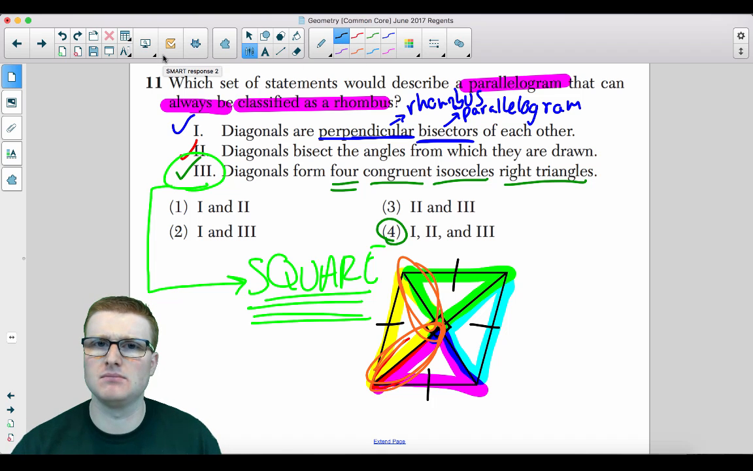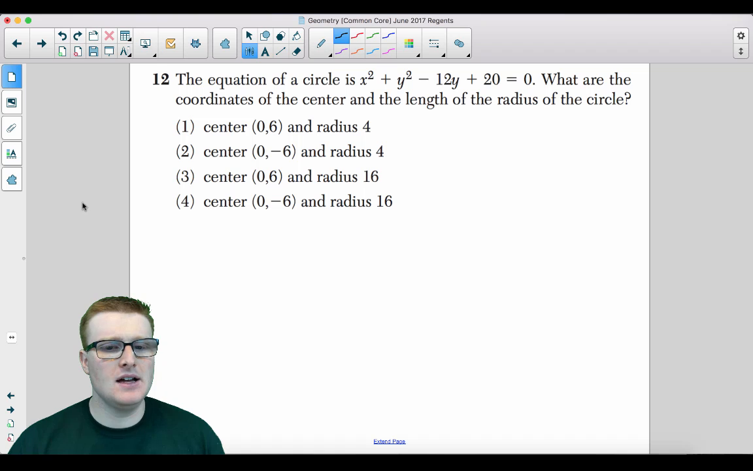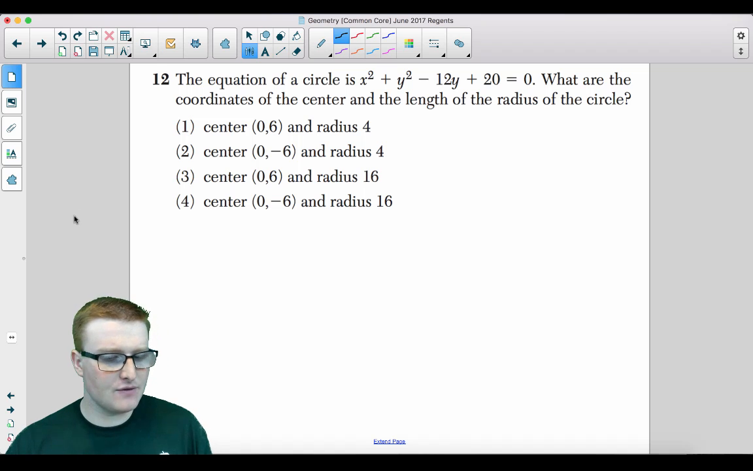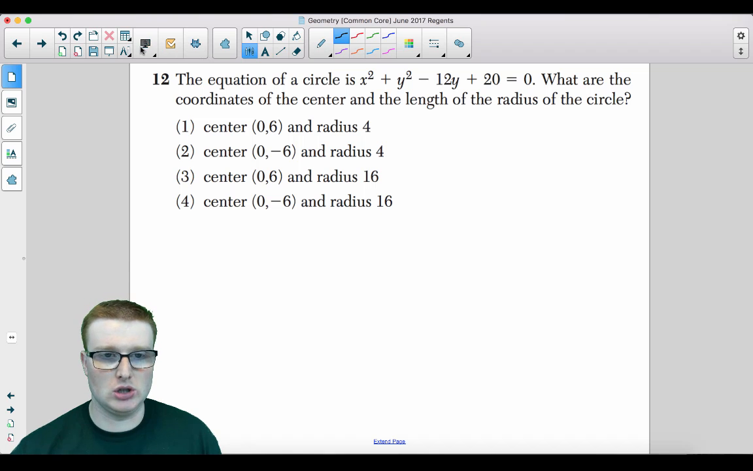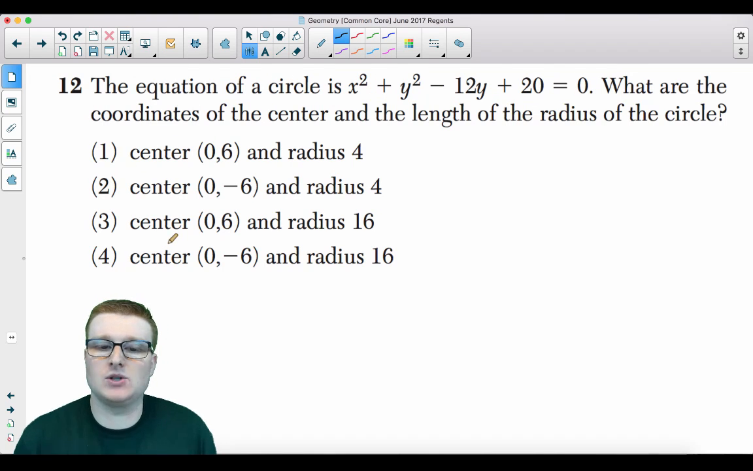Sorry if that hurt your self-esteem. Number 12. This is on every Regents: completing the square. This is the final question of the video. The equation of a circle is x squared plus y squared minus 12y plus 20 equals 0. What are the coordinates of the center and the length of the radius of the circle?